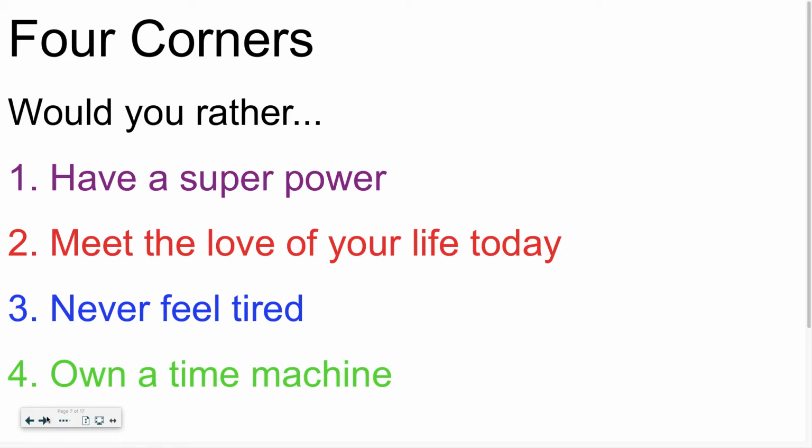It's really okay. Would you rather have a superpower, go stand by the door; meet the love of your life today, gather around right here; never feel tired, under the flag; own a time machine, to the couch corner. Are you going to join us in corner 3? I don't get tired, so I'm tired now. But I kind of like being tired sometimes.